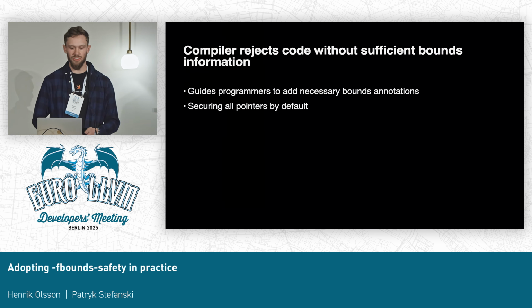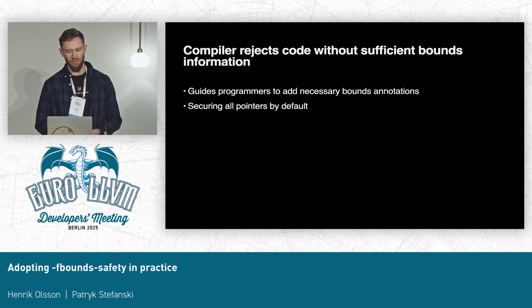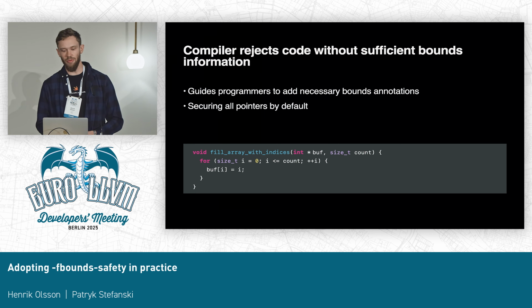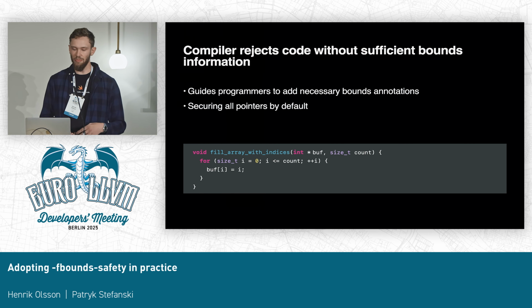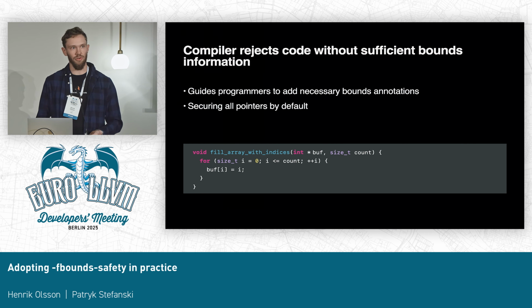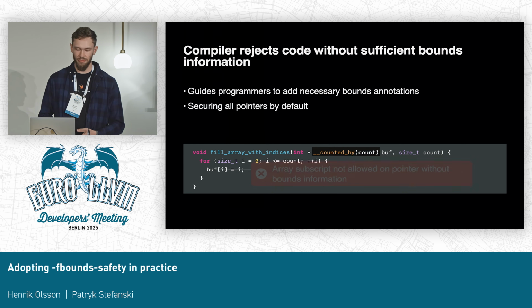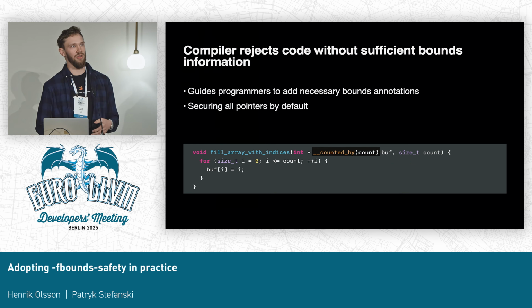Programmers must provide this sufficient bounds information. Otherwise, the compiler will reject the code and make the programmer add the bounds annotation. If we use the same example again, without the counted_by annotation, the buffer doesn't have the necessary bounds. So when we try to do the array indexing, the compiler reports an error. To make the code work, the programmer needs to add the bounds annotation so that the error can be removed. This way, the extension effectively secures all pointers by default.